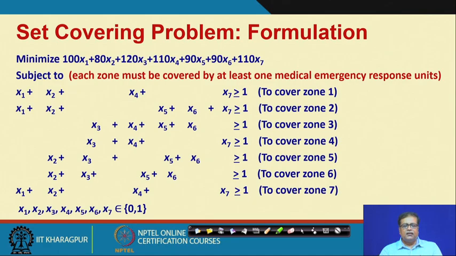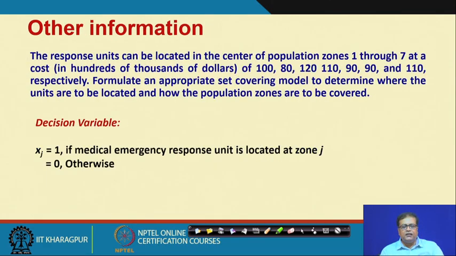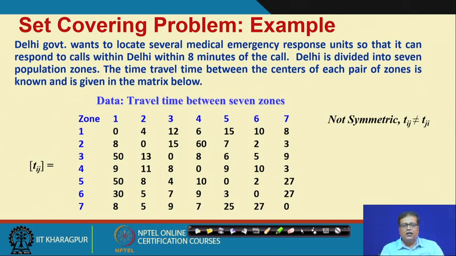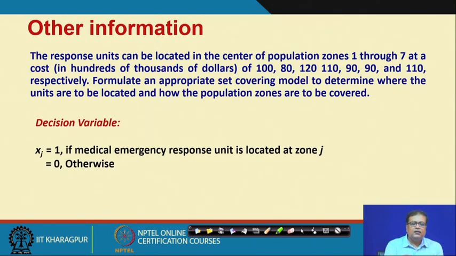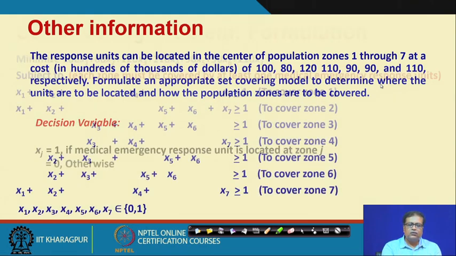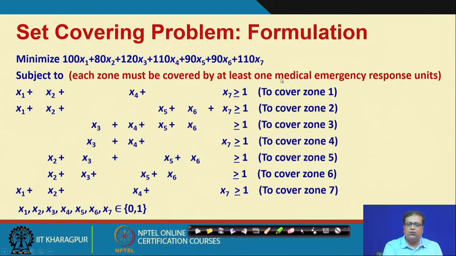We minimize 100x1 plus 80x2, and so on. Now, what are these 180 and all that? You see, the response units can be located with a cost of 180, 120, etc. So, these are the costs. So, we have to minimize the total cost.